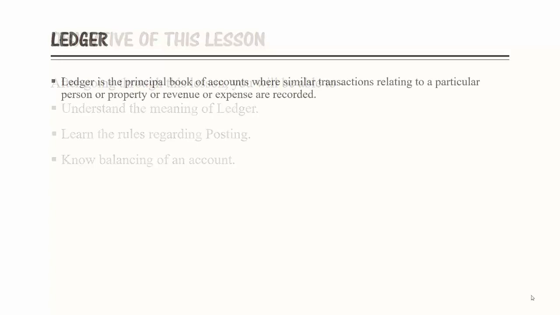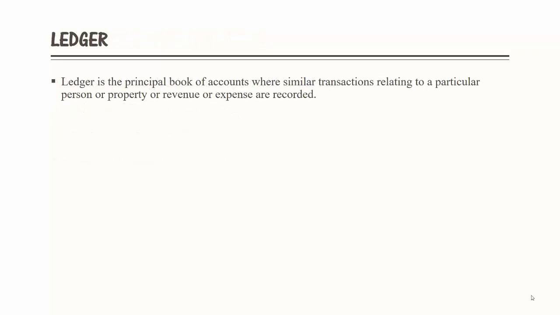So let's start. Our first topic is ledger. Ledger is a principal book of accounts where similar transactions relating to a particular person, property, or revenue or expenses are recorded. Here it means that if a cash account is prepared, then every transaction related to cash, whether it is a receipt of cash or the payment of cash, has to be recorded in that particular cash account.